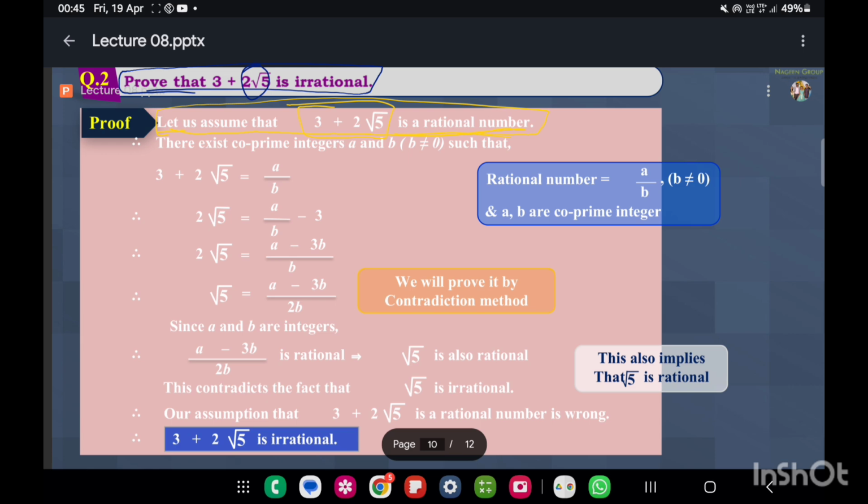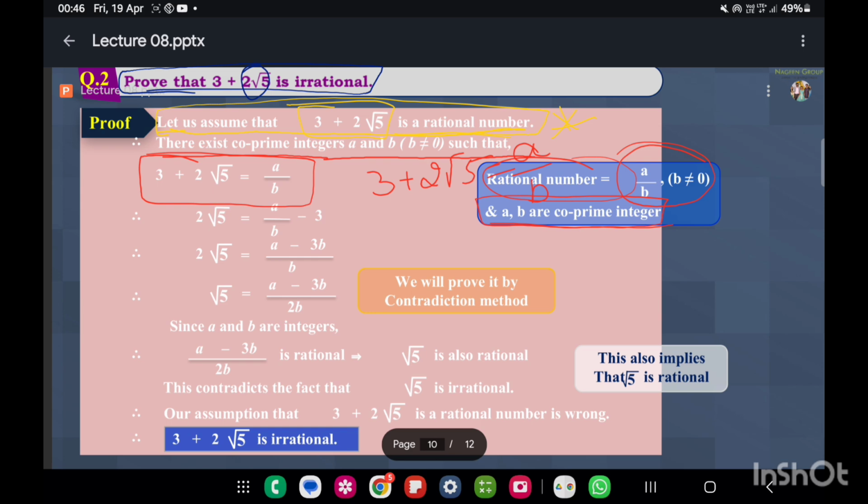So 3 plus 2 root 5 is rational. This is the first step we have to take. Second step: there exist co-prime integers a and b, with b not equal to 0, such that 3 plus 2 root 5 is equal to a by b. So a by b is represented as a rational number, where b is not equal to 0, and a and b are co-prime integers.